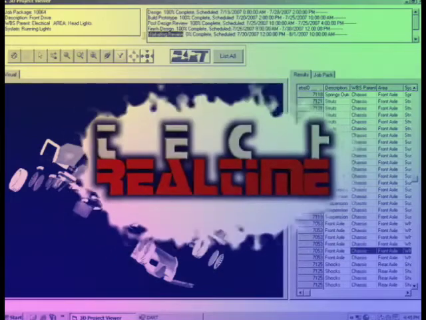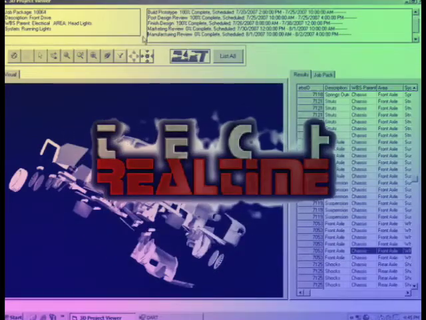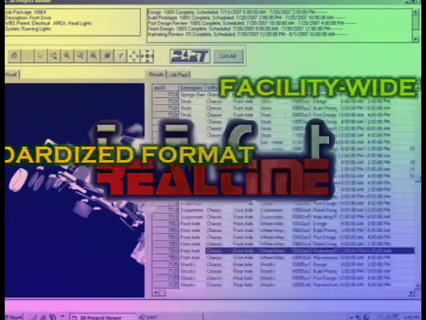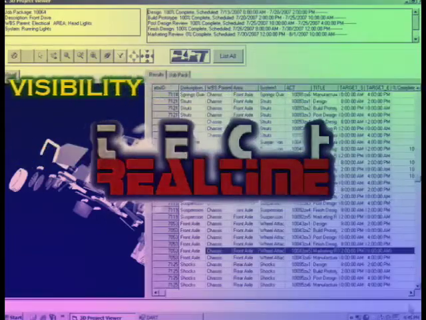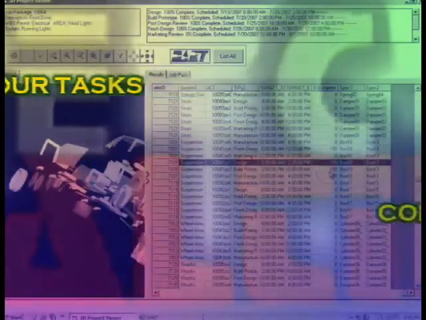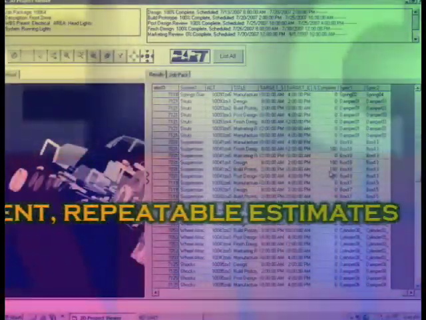Tech Real-Time solves this problem by taking this data and giving it back to you in a standardized format with facility-wide visibility. This data becomes part of a unique industrial information warehouse consisting of more than 10 million unit rates for man-hour tasks to produce consistent, repeatable estimates.